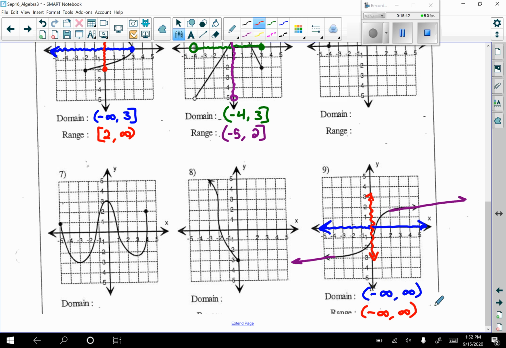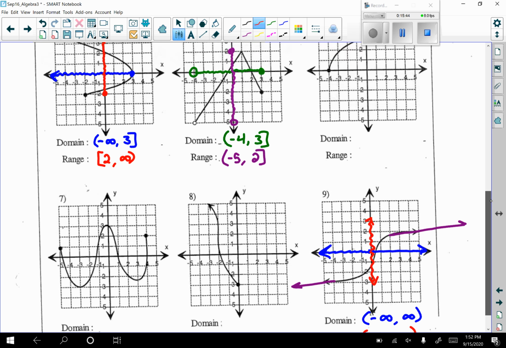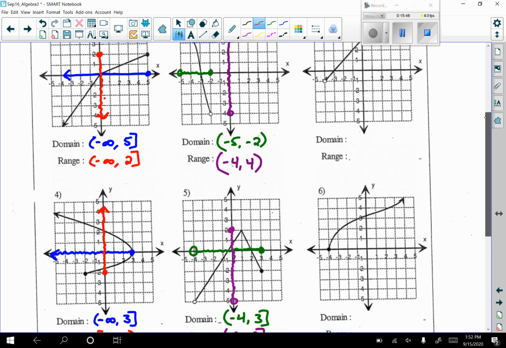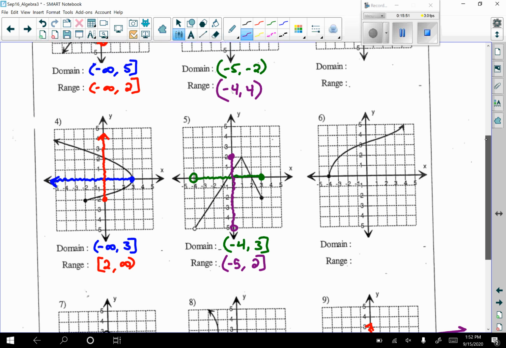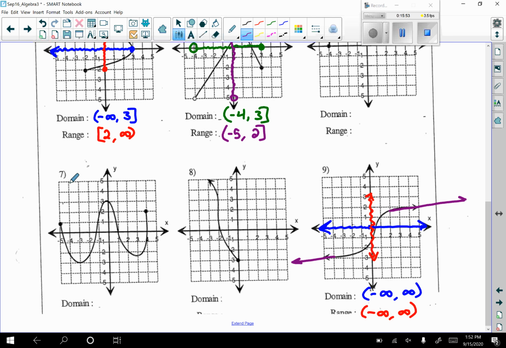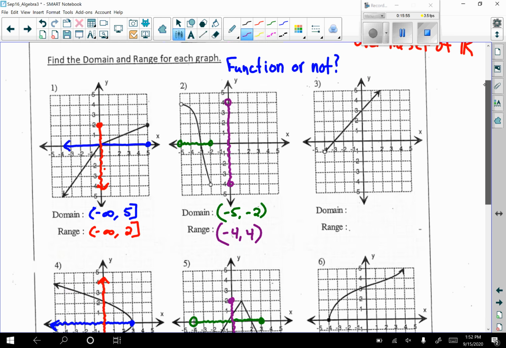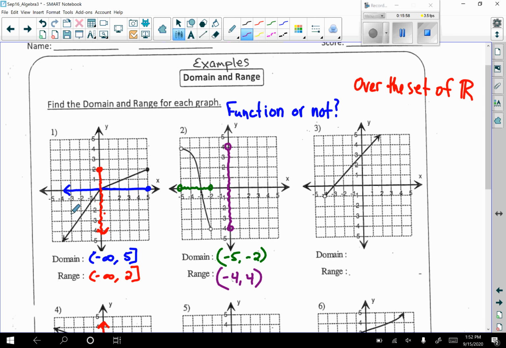All right, so that was a lesson over domain and range looking at a graph. Let's go back and identify if these are functions or not. So if I look at the first graph here, if I were to draw a series of vertical lines here, every vertical line is only passing through what's graphed here in black. So yes, this is a function. In 2, again, a series of vertical lines would pass through everything once, so this is a function.